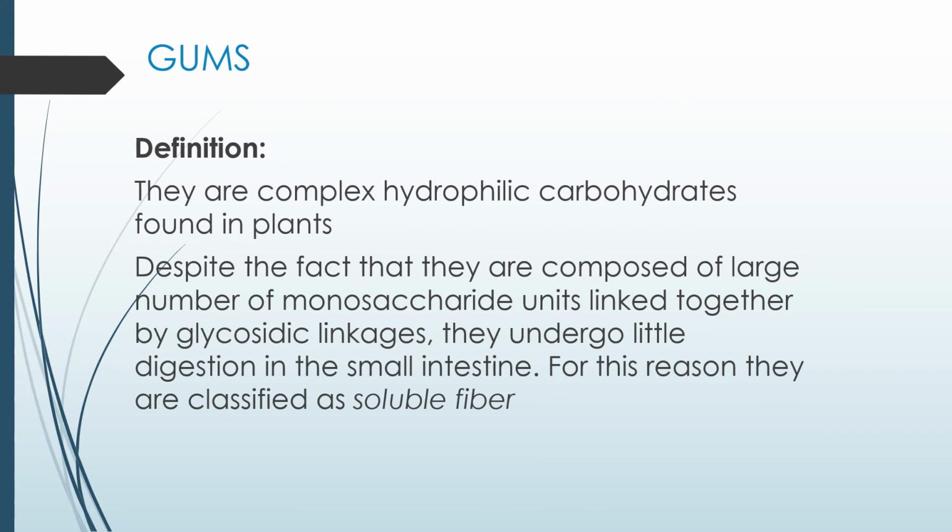So what are gums? They are complex hydrophilic carbohydrates found in plants. Despite the fact they are composed of a large number of monosaccharide units linked together by glycosidic linkages, they undergo little digestion in the small intestine. For this reason, they are classified as soluble fiber. So we can see that these gums cannot be digested in the stomach.